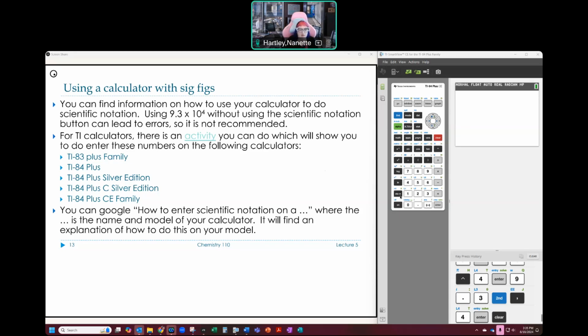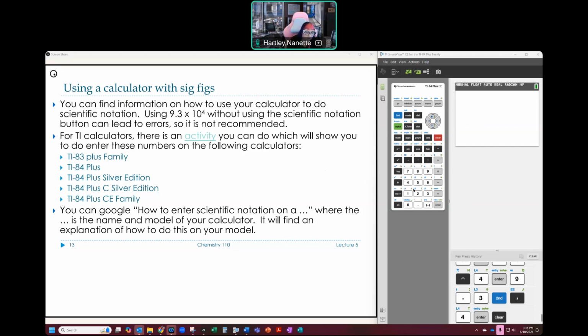So I wanted to talk a little bit about how we do this on a calculator. This applies directly to the TI-83 and all of these TI-84s. That's what you're looking at right here. But it applies to most of the Texas Instruments calculators. Now, if you don't have a Texas Instruments calculator, you may need to look that up. You can Google how to enter scientific notation on a, say, HP 560. I don't know what model numbers the HP calculators are, but whatever calculator it is, it will tell you how to enter that on that particular calculator.